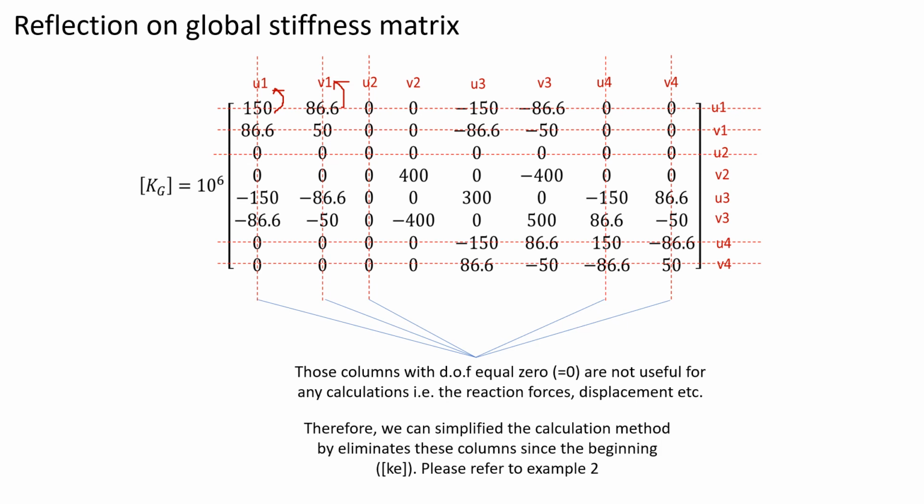From this reflection, we can actually simplify the calculation method by eliminating these columns from the beginning, meaning that when we want to determine the K matrix for each element, we can already eliminate those columns. For that example, please refer to part 3 of this chapter.